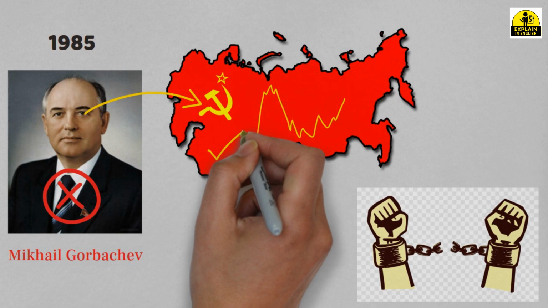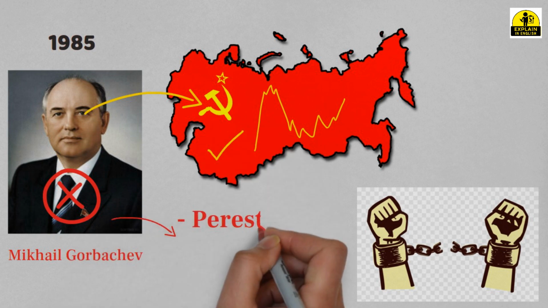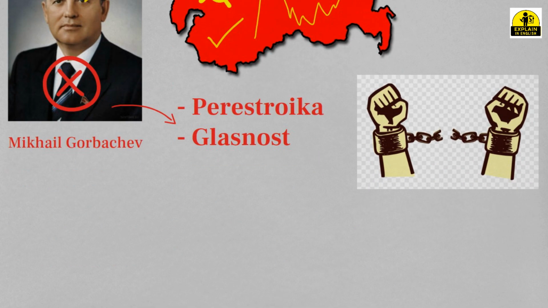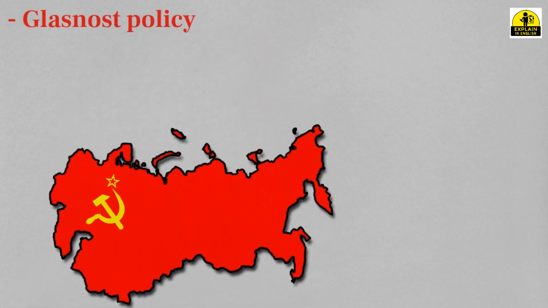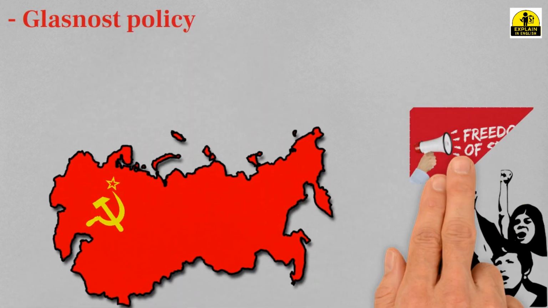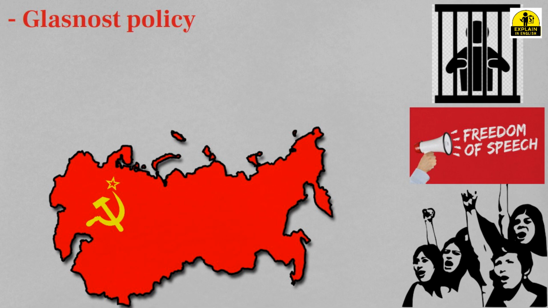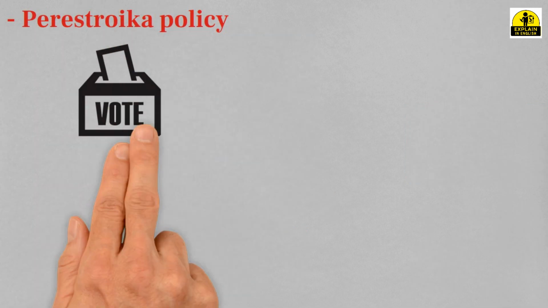Hence, Mikhail Gorbachev imposed two new policies. One was perestroika, and the second was the glasnost policy. These are Russian words. Under the glasnost policy, the people of the USSR got the power of speech and writing. They could say whatever they wanted to say, the media would write whatever they wished to, and no one would be put in jail.